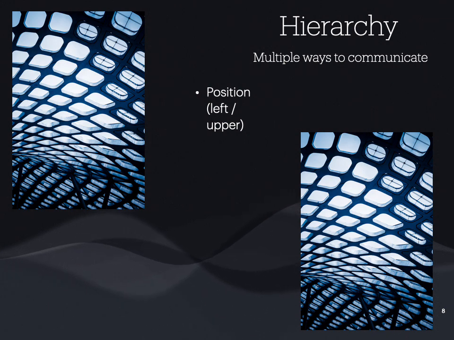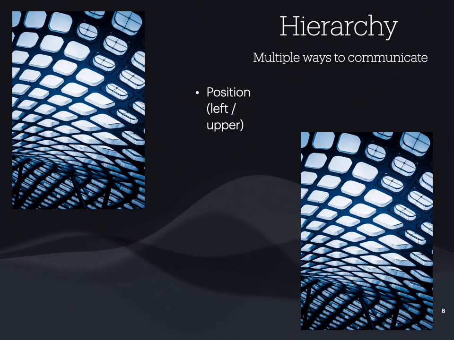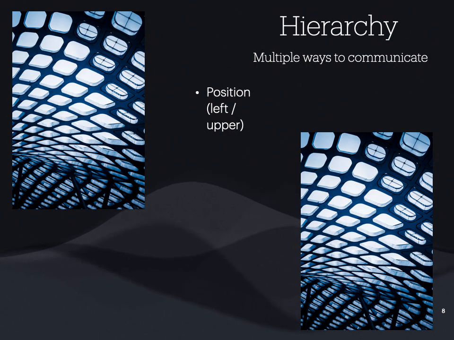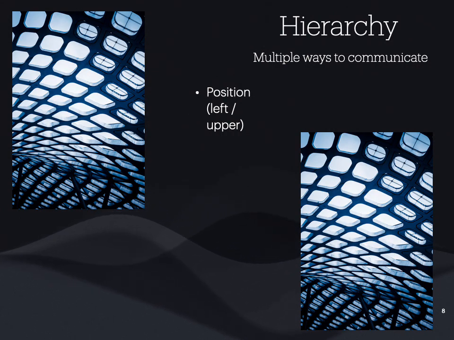Another way to communicate the hierarchy is in the positioning. Here the images are the same size and the same opacity and the same brightness, but I've put one in that strong upper left-hand area and one in the lower right-hand area. So given the reading patterns in Western cultures, you would start in the upper left and look at that image before you would look at the image on the right.